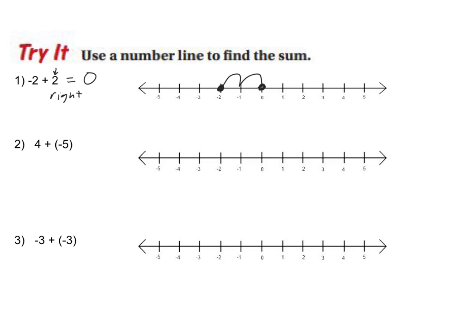4 plus -5. First step, start at 4. Okay, then -5, negative meaning left. 1, 2, 3, 4, 5. We should end at -1.